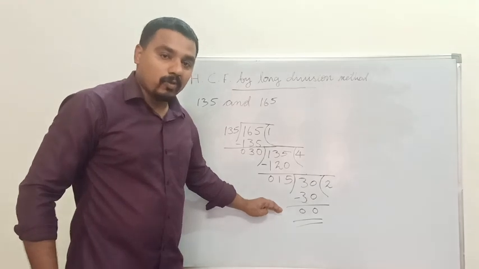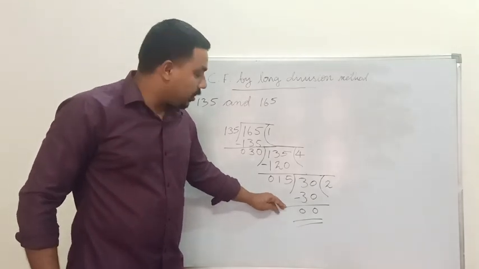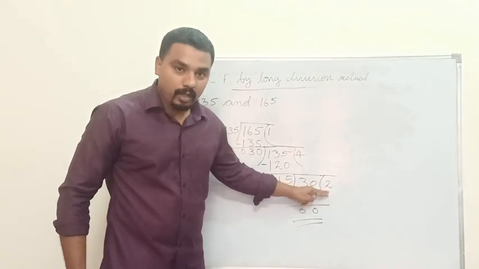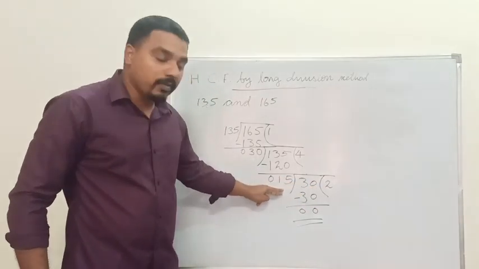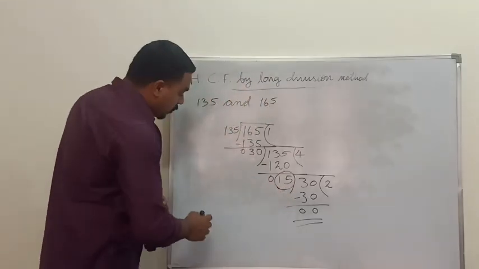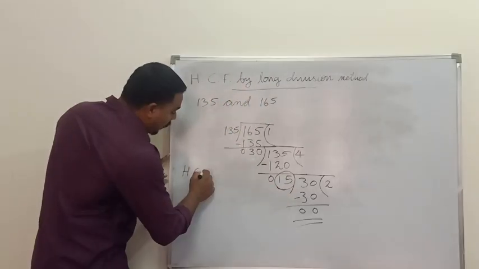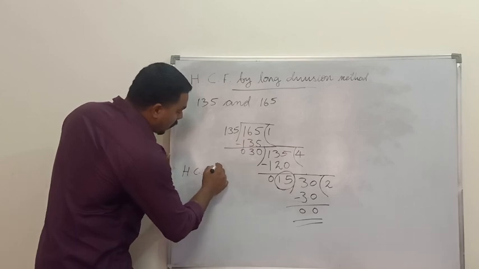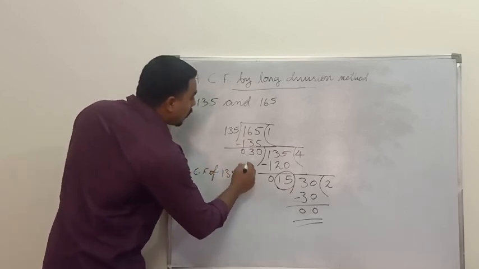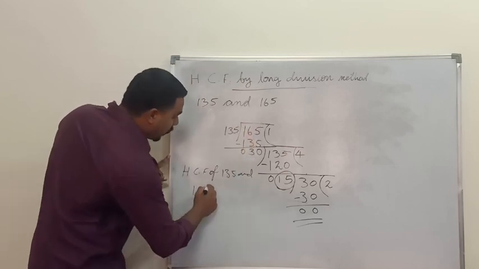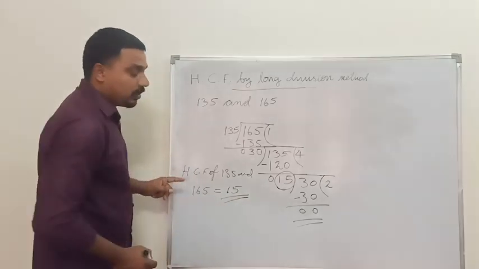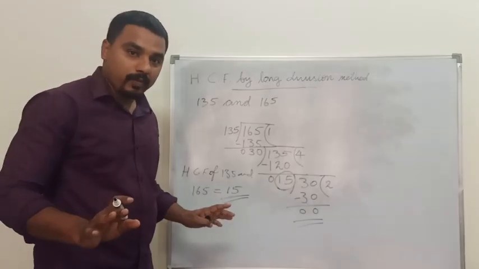Okay. Then what will be the HCF? Normally you will think it is the quotient. No, the quotient is not the HCF. The last divisor will be the HCF. So 15. So the HCF of 135 and 165 is equal to how much? The last divisor is 15. Clear? Okay.